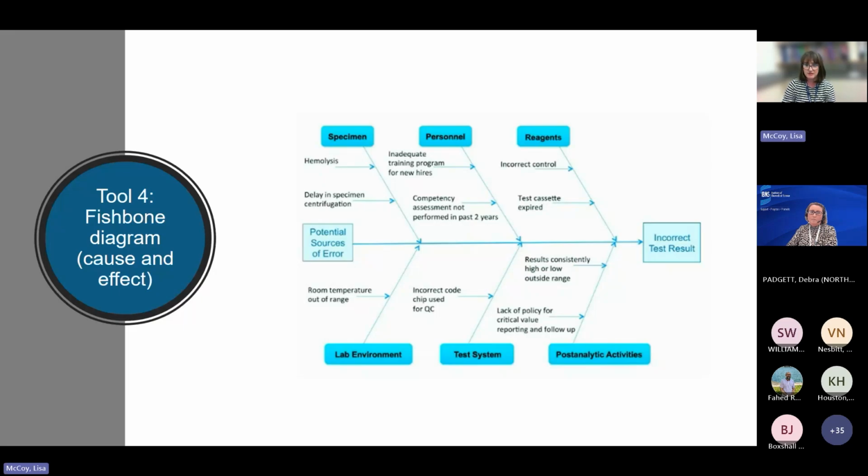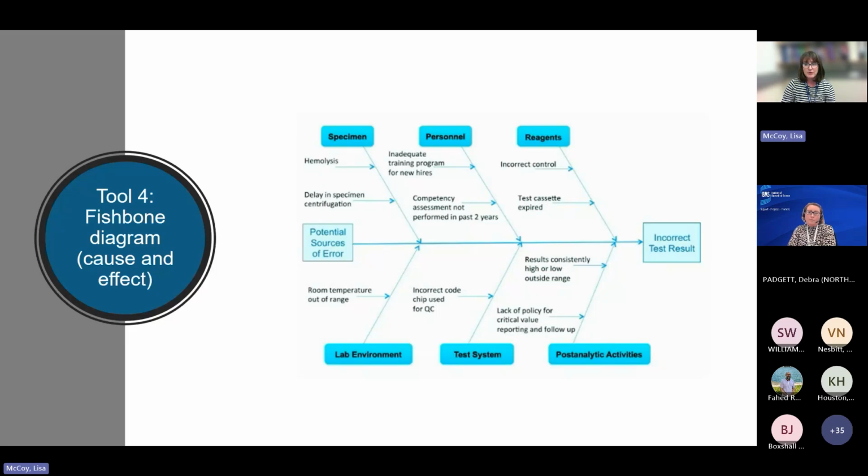So the problem is stated at the head of the fish, and the causes are grouped into major categories. And for each category, the team would come together and carry out brainstorming to list all possible causes as sub-branches or ribs off the main bones. And the group analyses the diagram to understand the most significant root causes that need addressing. And once that root cause has been identified, a targeted solution can be implemented.